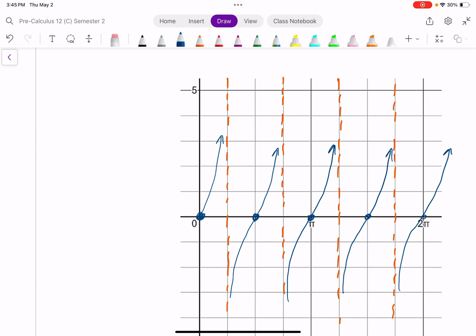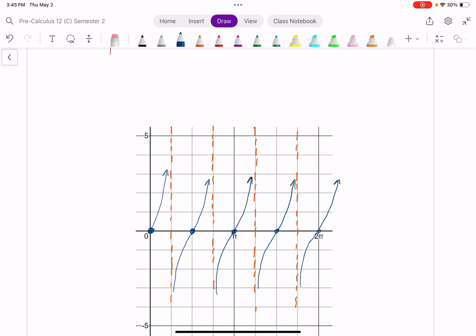All right, so with that said, keep in mind, what I just graphed is quite quick if I remember what the graph of tan x looks like, and then just compress it horizontally by a scale factor of 1/2.